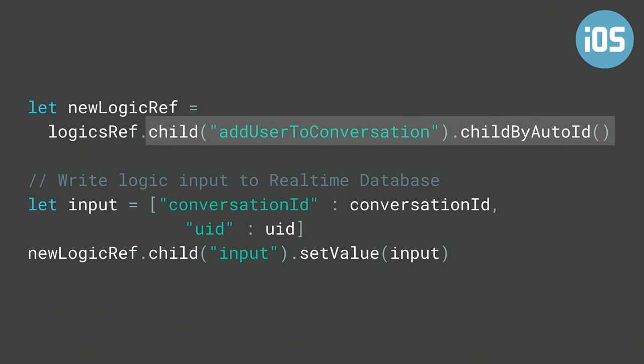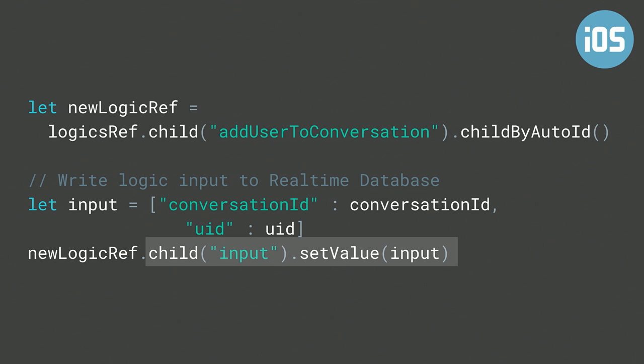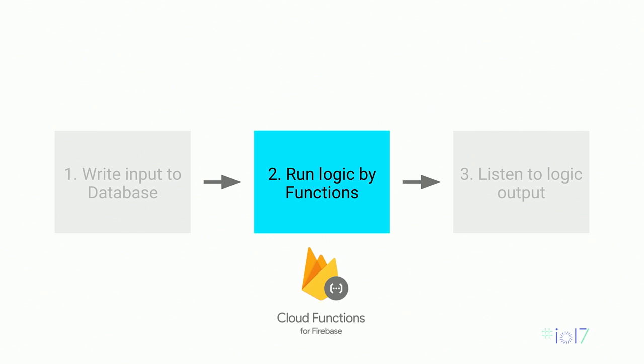Our client app starts a logic execution by pushing a new child node under Add User to Conversation. We add conversation ID of the target conversation and user ID of the user that we want to add to the input object. And then we write it to the Realtime Database. And next, let's implement our business logic using cloud functions. We define our function so that it will be triggered every time our client app writes a new logic input to Realtime Database.